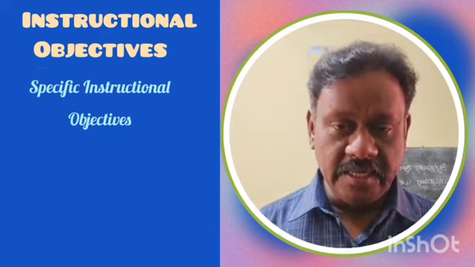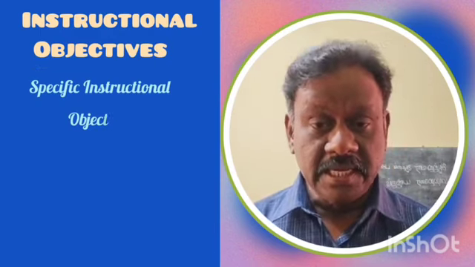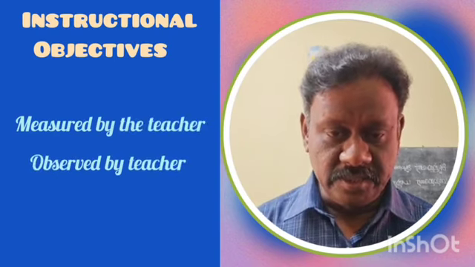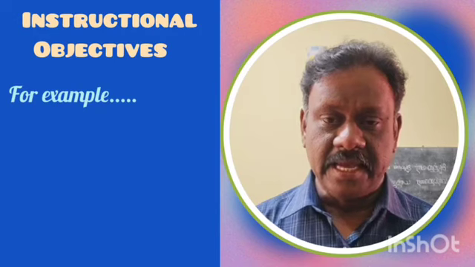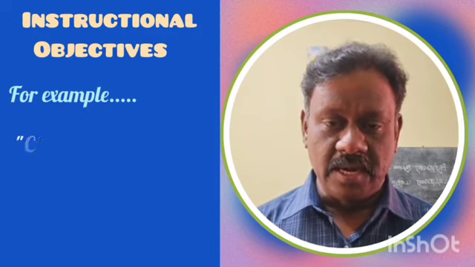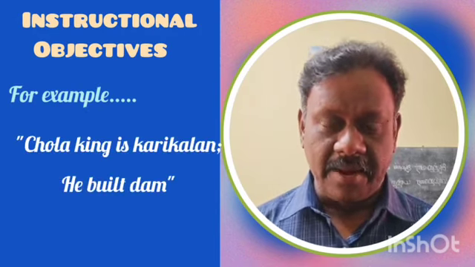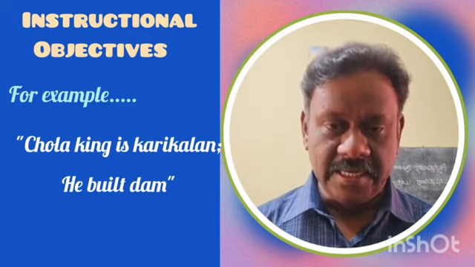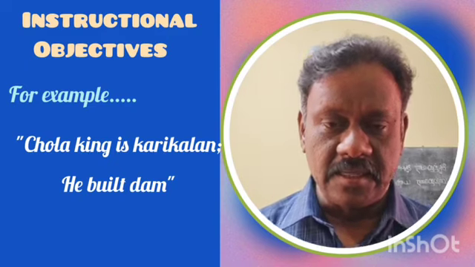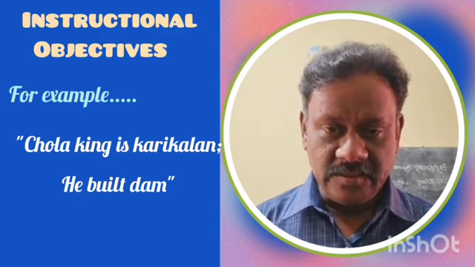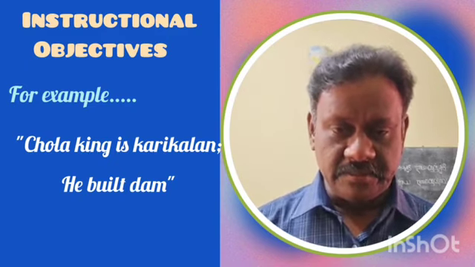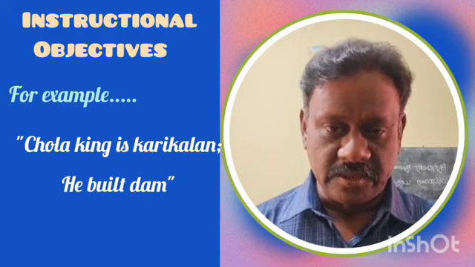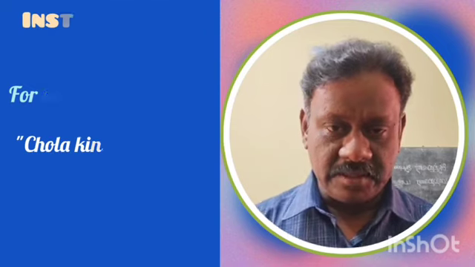So when we write these specific instructional objectives, these can be measured by the teacher. These can be observed by the teacher. For example, a student says an important Chola king is Karigalan. He built a dam. When he says this, the teacher comes to an understanding that he has acquired knowledge about Karigalan, the Chola king. So in this way, the specific instructional objectives help to attain the larger general instructional objectives. So this is the logic behind it.